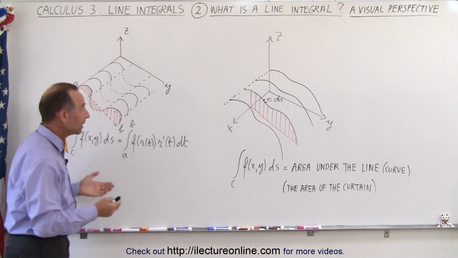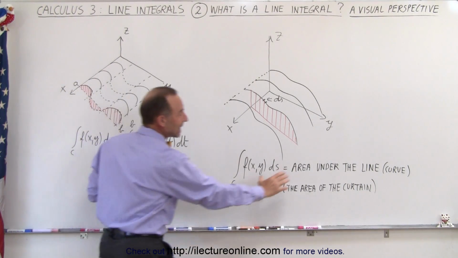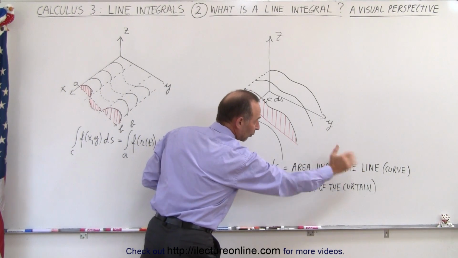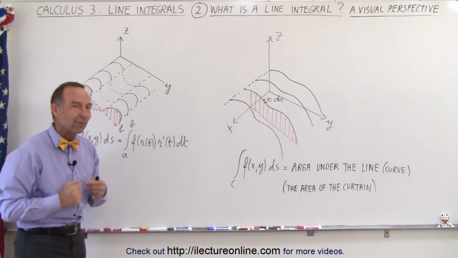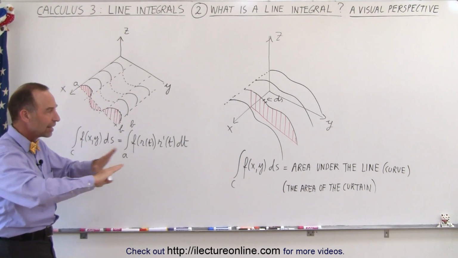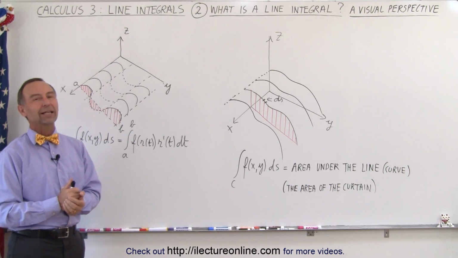So in essence, when we take a line integral across a surface, what we end up with is the area underneath that line, or underneath the curve, and basically it's the area of the curtain hanging down from that line, if you want to think about it, down to the xy plane. And there are some good examples to get a feel of what a line integral is.